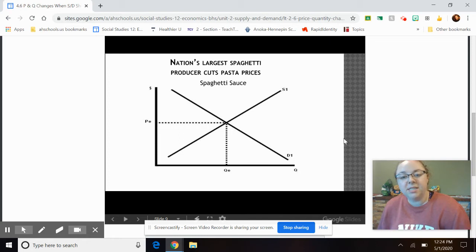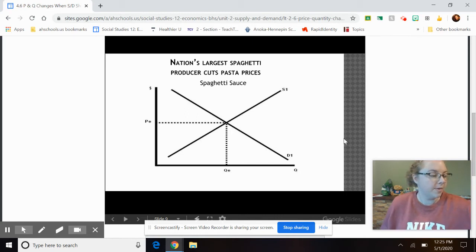Nation's largest spaghetti producer cuts pasta prices. Remember, always look at the title of the graph. It is really hard to determine if it's supply or demand if you don't know the title to the graph. You have to know the title of the graph for this to make any sense at all. Same with the activities we're doing.